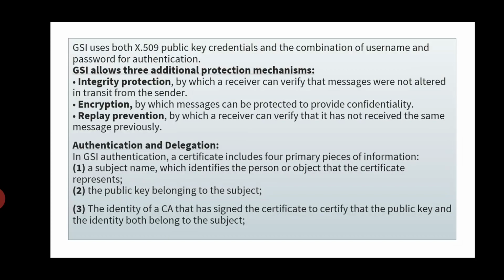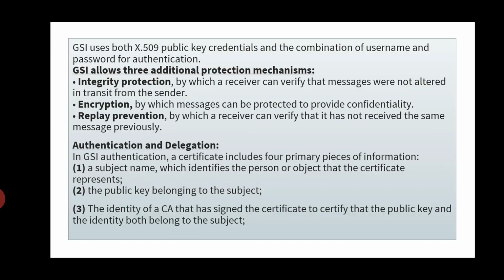Grid security infrastructure uses X.509 certificates to identify persistent users as well as services. As a central concept in grid security infrastructure authentication, a certificate includes four primary pieces of information. The first one is a subject name, which identifies the person or object that the certificate represents. Then the public key belonging to the particular subject.